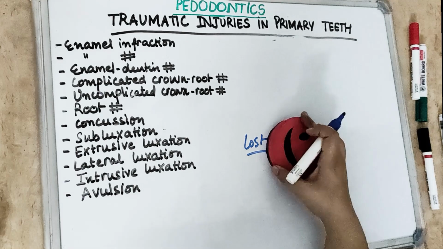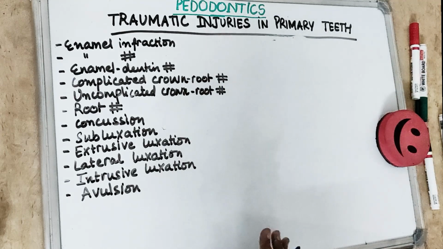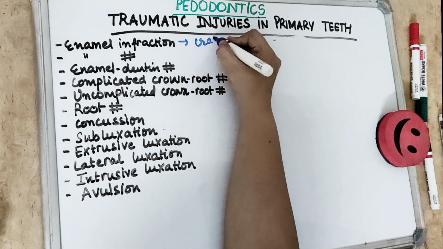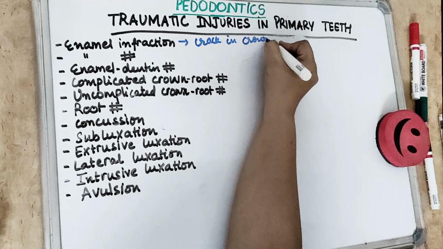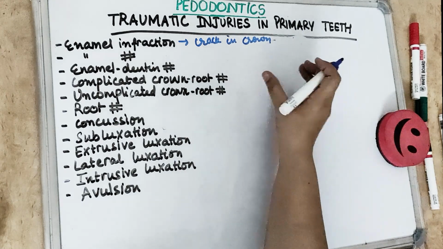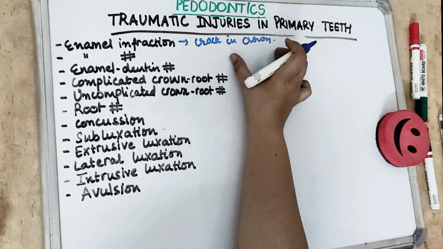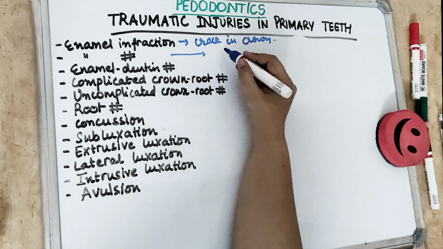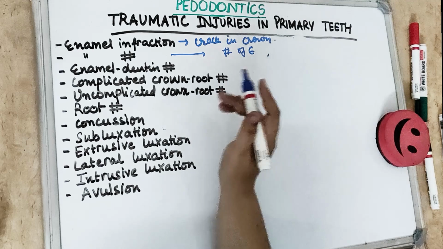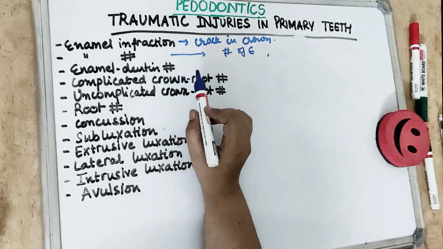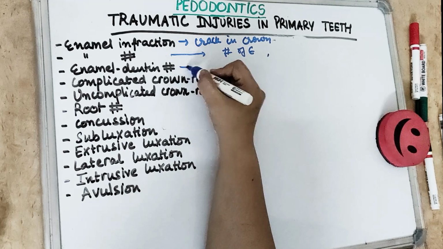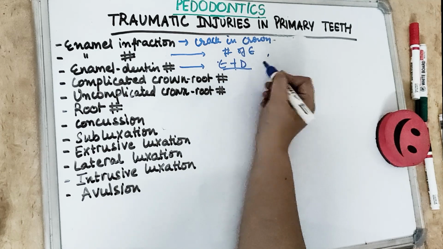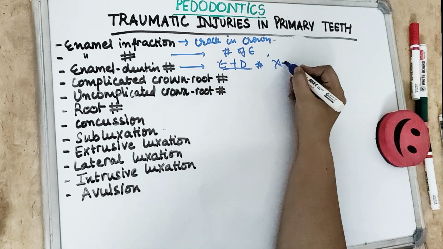So we'll come across certain terms in this chapter. Let's go through these terms. The first one is the enamel infraction. It is just a crack in the crown. Now there is no loss of tooth substance in this fracture. Coming to the enamel fracture, there is loss of tooth substance, there is fracture of enamel. Enamel dentin fracture is where there is loss of tooth substance at the enamel and the dentin, but not in the pulp. So enamel plus dentin is involved, but not the pulp.